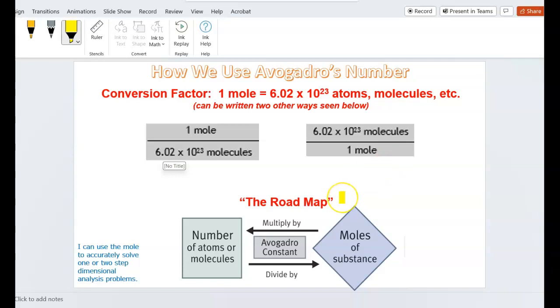At the bottom here is a roadmap. It's telling you that if you're given the number of moles, you would multiply by Avogadro's number to get atoms. And if you're given atoms, you would divide by Avogadro's number to get moles. I share that with the class to start, but I'd rather not use that. I tell the students to think logically through the problem rather than memorizing what to do, because by the time you get to those bigger problems like you saw today, there is no one way to do it. You have to think through and figure out how you're going to solve it, and it's going to be different every time.